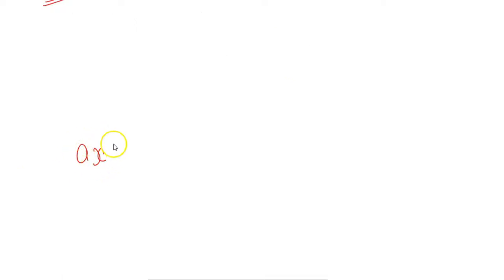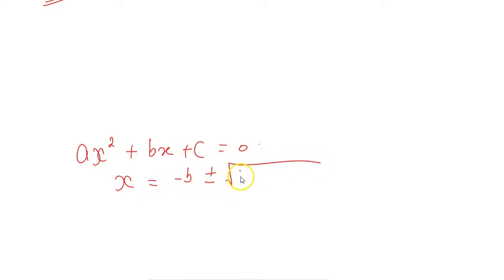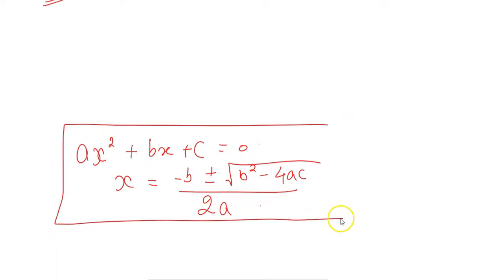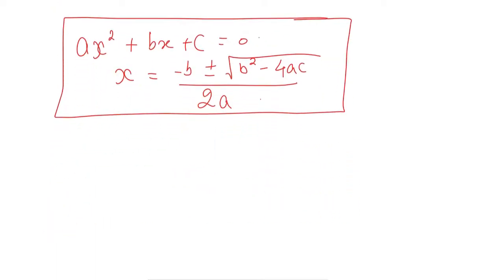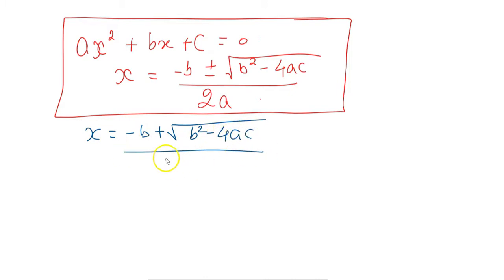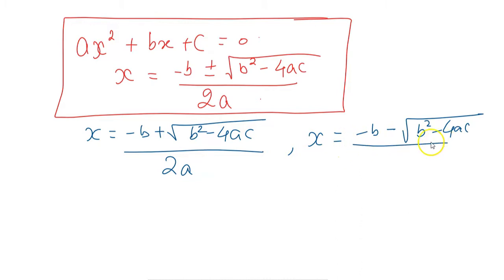So if we have the equation ax square plus bx plus c equal to 0, you can get the value of x directly using minus b plus minus root of b square minus 4ac by 2a. That's all. So you will get two values of x. One, x equal to minus b plus root b square minus 4ac by 2a, and another one, x equal to minus b minus root b square minus 4ac by 2a.